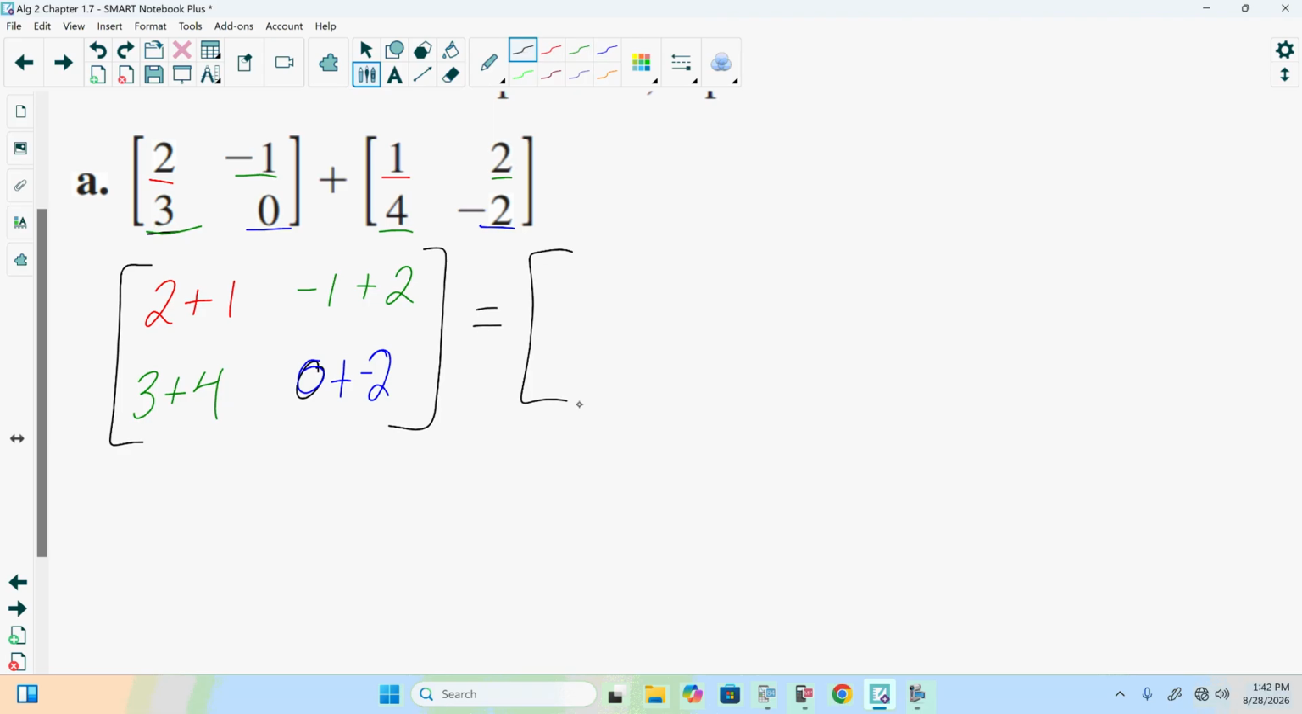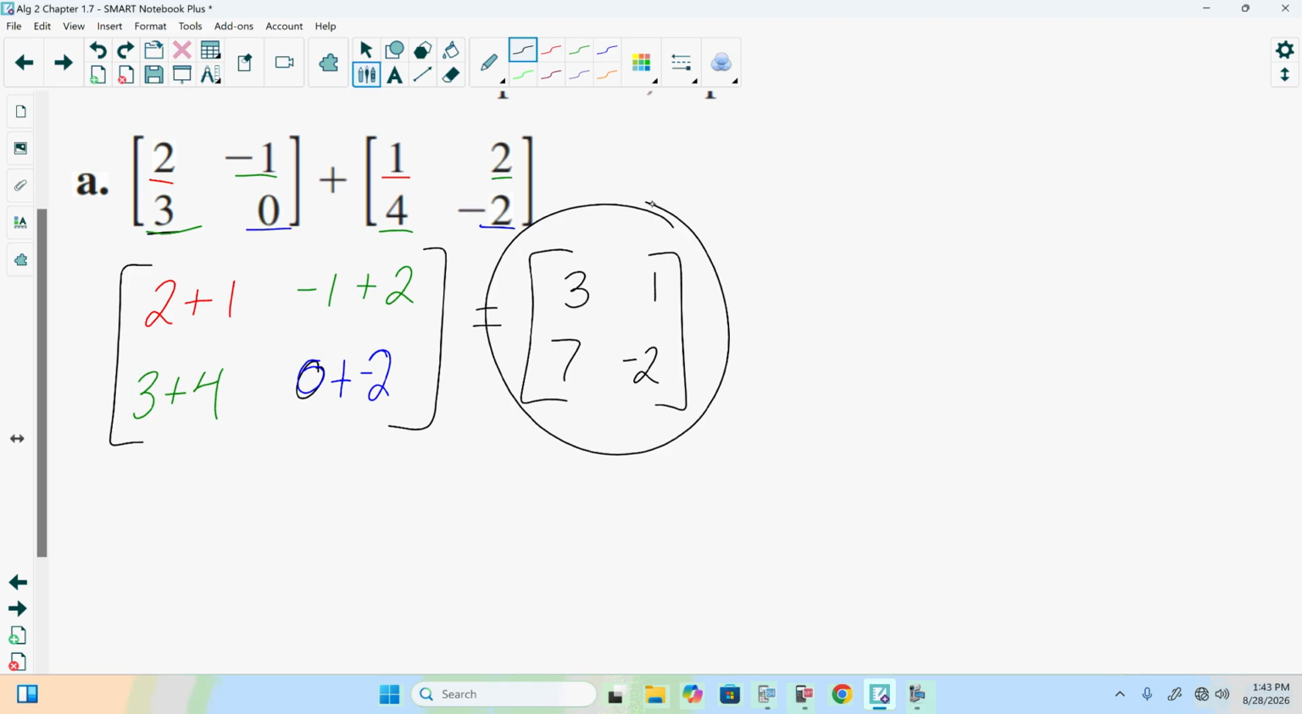Since we have the same dimensions, we're adding the corresponding elements. So 2 and 1, negative 1 and 2, 3 and 4, 0 and -2. Questions on this so far? 2 plus 1 is 3. Negative 1 plus 2 is 1. 3 plus 4, 0 minus 2, or 0 plus -2. That's it. Questions on this here?